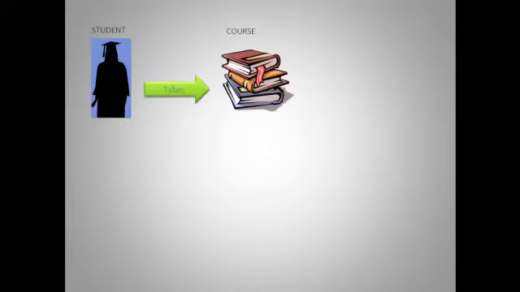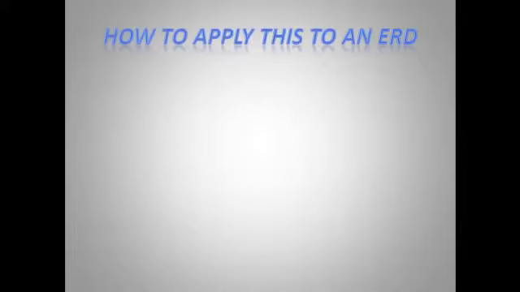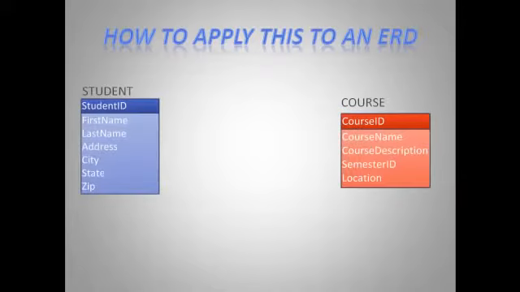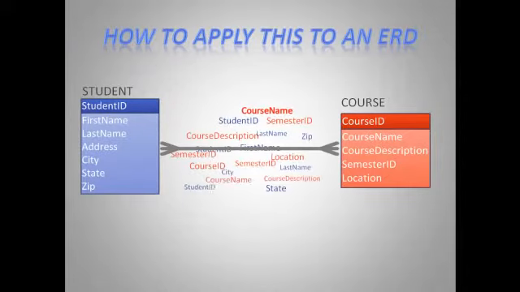One student can take many courses, and at the same time, one course can be taken by many students. This is determined during registration. How to apply this to an ERD? You need to create a many-to-many relationship. If you were to try and express a many-to-many relationship using only 2 tables, you would get an error message.